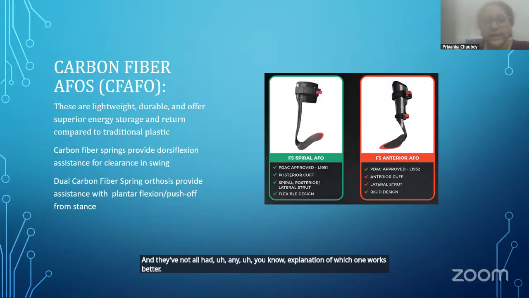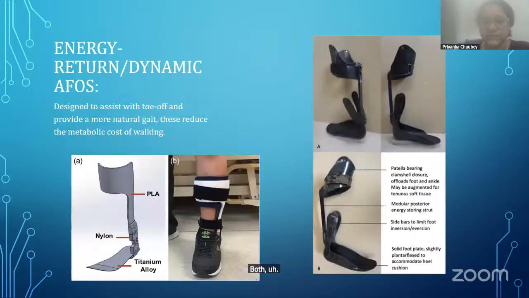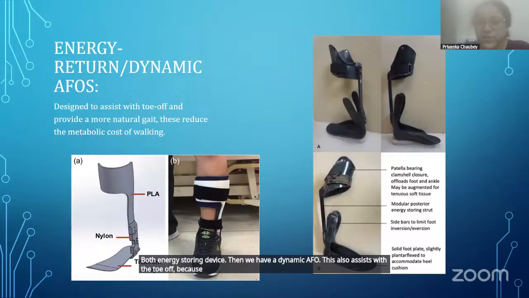So looking at the carbon fiber AFOs, we know they're lightweight, durable, and they also have a bit of energy storage compared to the traditional plastics. They can provide dorsiflexion assistance for swing, and there's also dual carbon fiber, which gives dorsiflexion and plantar flexion, both energy storing devices. Then we have a dynamic AFO. This also assists with the toe off, because here even more energy is stored.